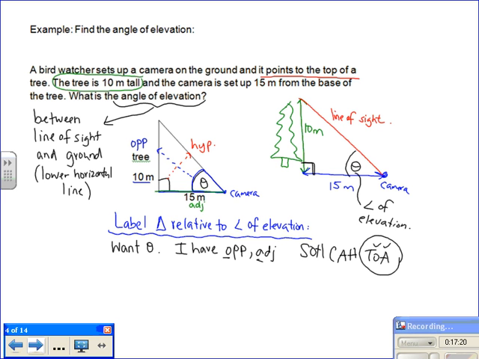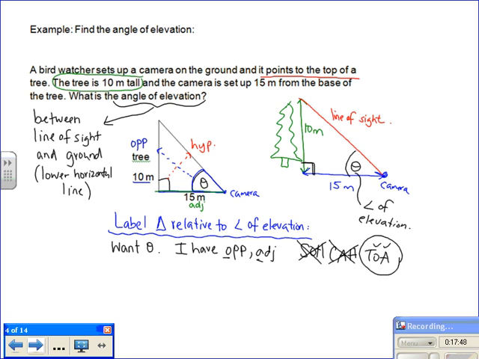A good way to rule this out is if you look at the triangle that you have, the only one that you don't know is the hypotenuse. I have to have two pieces of information to solve. Any time I'm doing a question, I have to have two pieces of information. So if I don't have the hypotenuse, that means I can't use the sine and I can't use the cos because they both require me to have the hypotenuse.